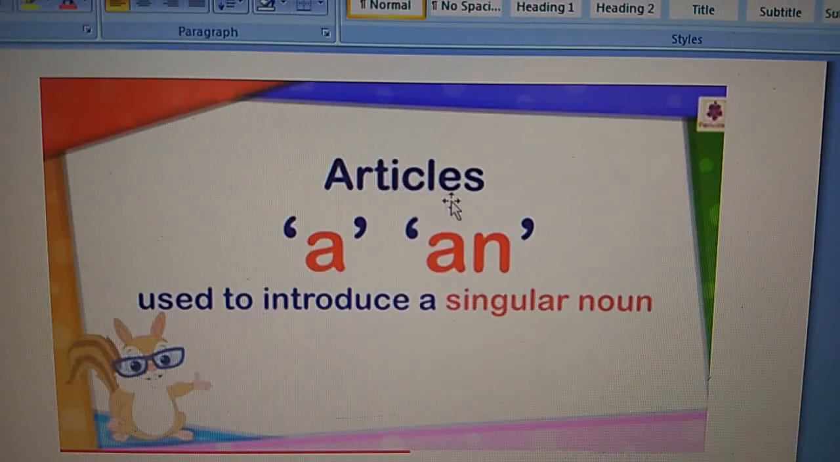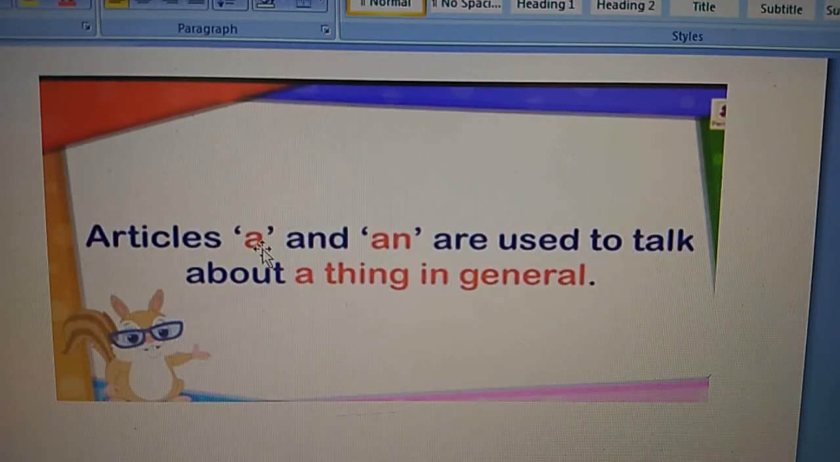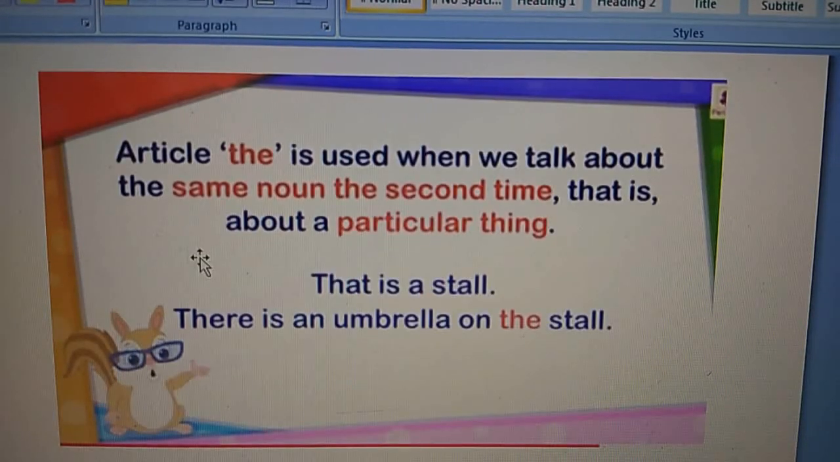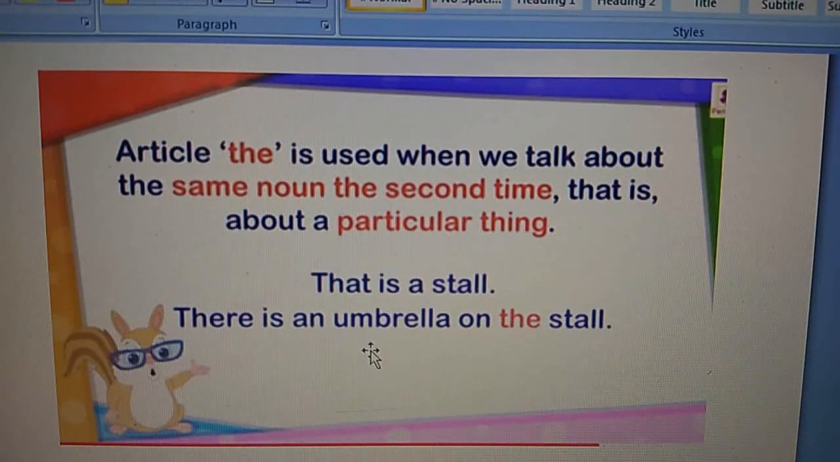Now children, always remember, articles a and an are used to introduce a singular noun. Articles a and an are used to talk about a thing in general. Article the is used when we talk about the same noun the second time. That is about a particular thing. For example, that is a store. There is an umbrella on the store.